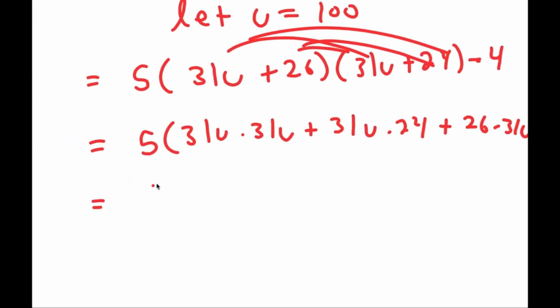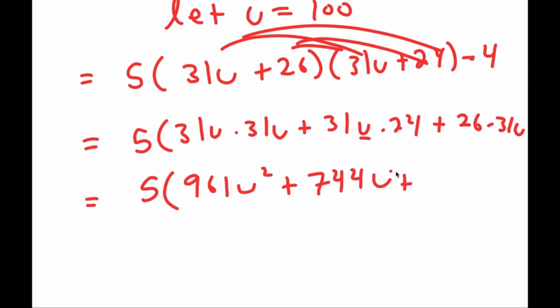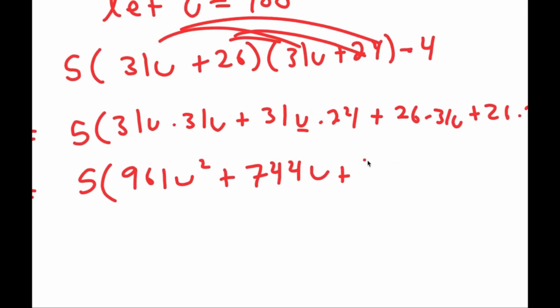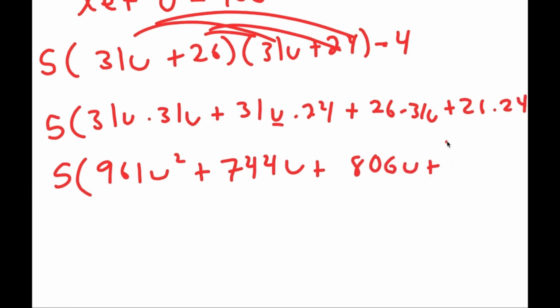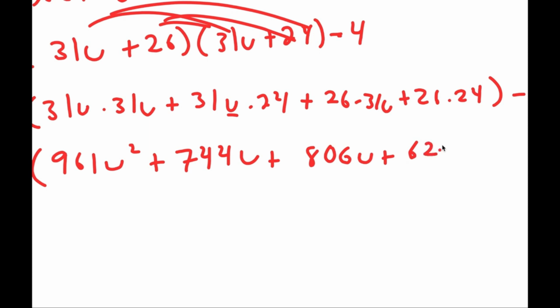Okay, so now I'm going to multiply all of these. So I have 5 times, well, 31 times 31 is 961, and u times u is u squared. Now 31 times 24 is 744, and we have u over here, plus 26 times 31 is going to be 806, and we have u, plus 26 times 24 is 624.